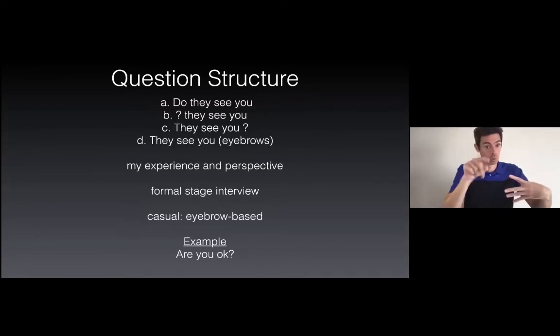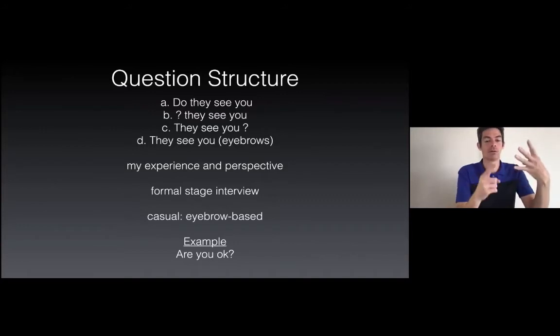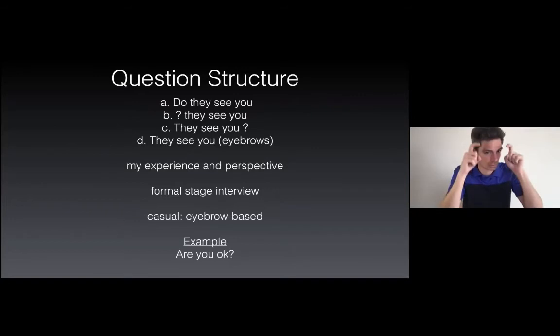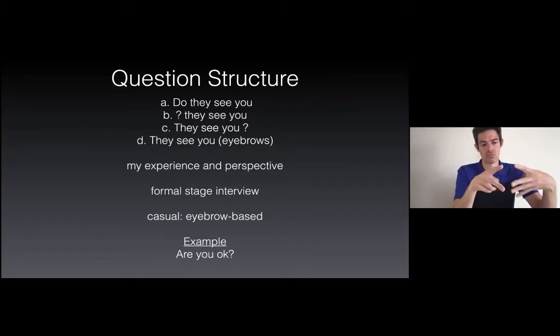So first you have, do they see you? The do question. Then we have the question, they see you. Third way, they see you question. So then you're indicating question at the end. The second one was indicating question at the beginning. And then they see you, and you're indicating a question with your eyebrows raised or lowered. So those are the 4 different question structures. Many are not taught.